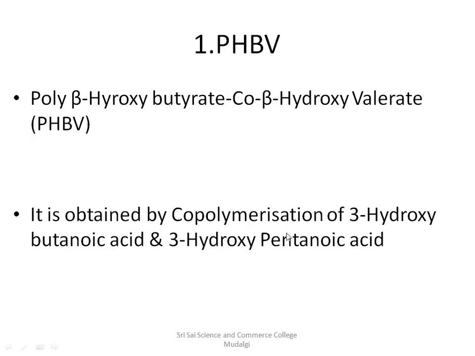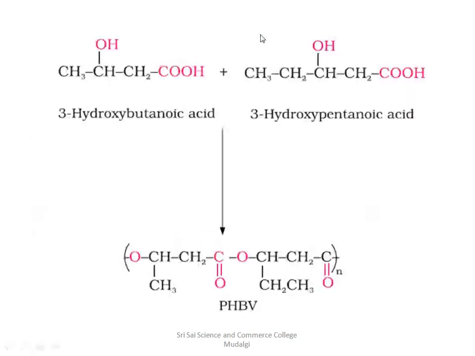It is obtained by copolymerization of 3-hydroxybutanoic acid and 3-hydroxypentanoic acid. It is very easy to remember, students. 3-hydroxy is common. It is butanoic acid and pentanoic acid, which together form what? PHBV. So we'll see the structure of this.